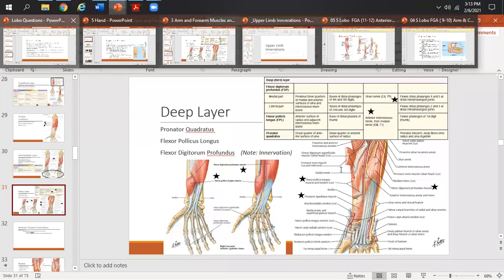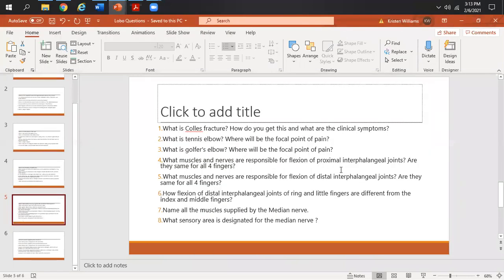So just to reiterate what I just said, for your answer for 5, what muscles and nerves are responsible for flexion of the distal interphalangeal joint? Are they the same for all 4 fingers? This is flexor digitorum profundus, and it's the same muscle, but it's different nerves. The median side, which is your index and your middle finger, is innervated by median versus the ulnar side, which is your ring finger and your pinky finger, is innervated by ulnar. Versus for the proximal, this is flexor digitorum superficialis, and that's just median nerve.